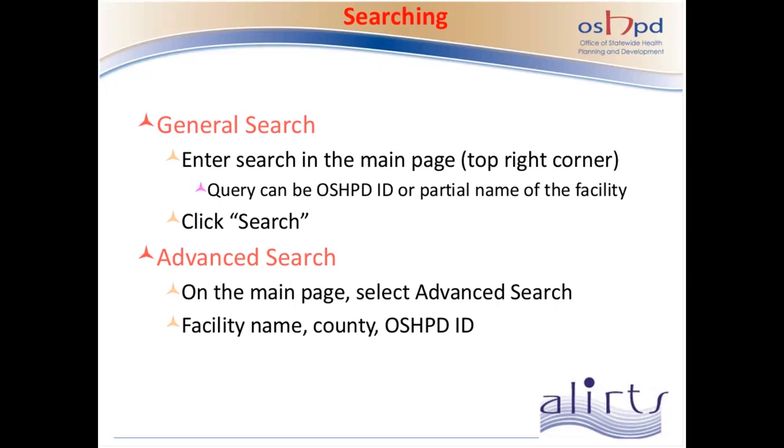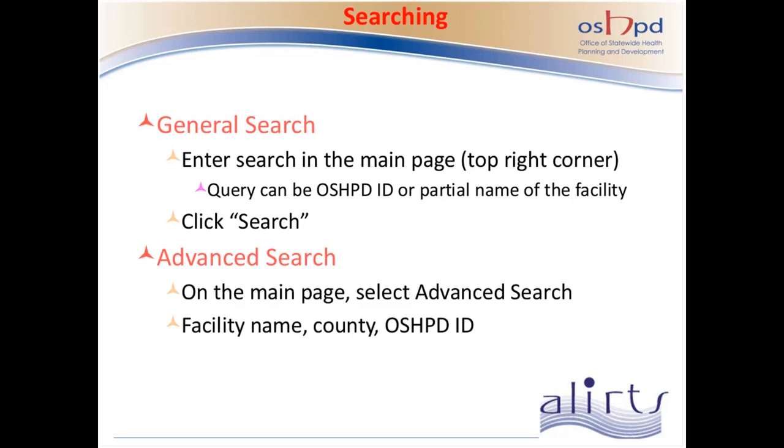When you are searching for a specific facility, it can be identified in ALIRTS in two ways: by the facility's name or by the facility's OSHPD 9-digit number. Each facility type is identified by the first 3 digits of that 9-digit number. 106 are for hospitals, 206 are for long-term care facilities, 306 are for primary care specialty clinics, and 406 are for home health agencies and hospices.